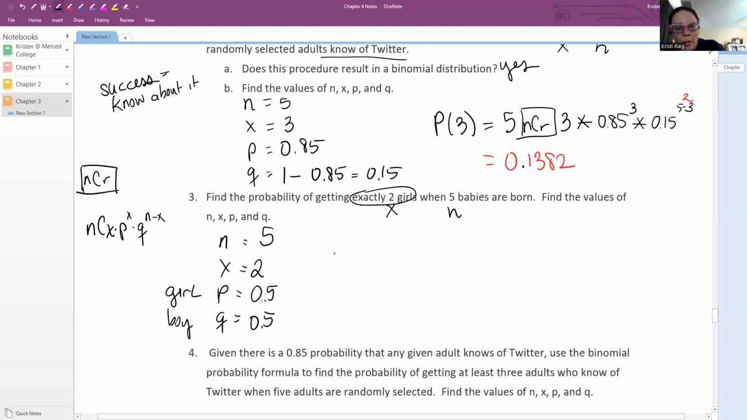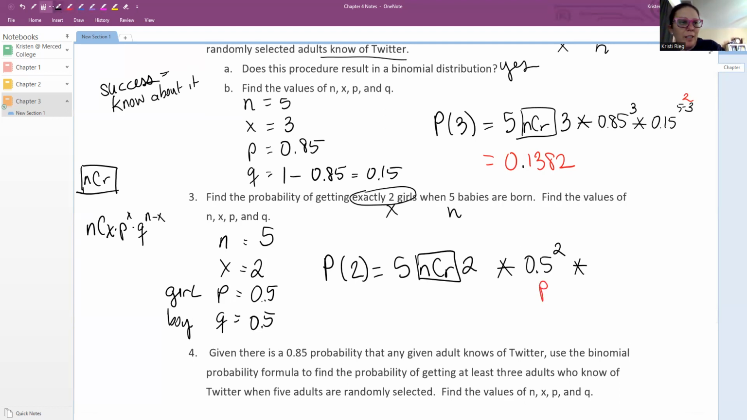Okay, so the probability of 2 girls is 5 NCR 2, because X is 2 in this example. And then I have 0.5 to the X power, so that's 2, because this is P right here. I'm writing it under on this one because P and Q are the same, so I want to make sure we get them separated. And this is to the 5 minus 2. So the reason it's 0.5 is because P and Q are the same.